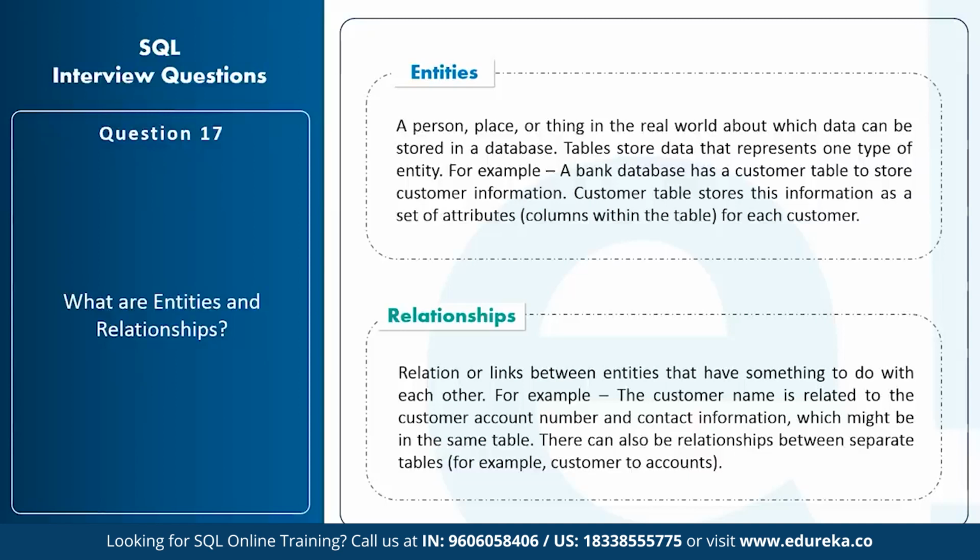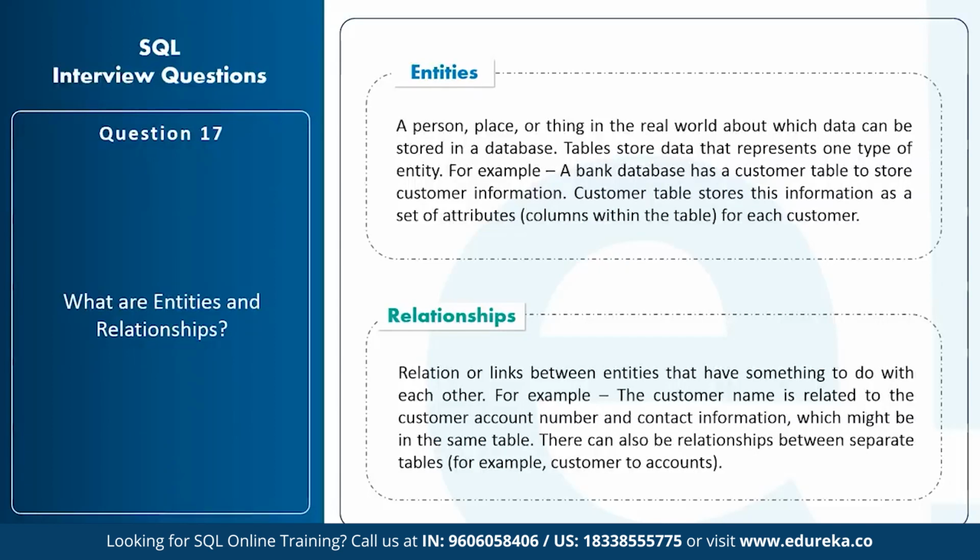For example, a bank database has a customer table to store the customer information. Now the customer table stores this information as a set of attributes, that is basically the columns within the table for each and every customer. So if you consider a customer table has around 5 parameters like customer ID, customer name, customer phone number, customer email ID, and so on, then all these customer ID, customer name, customer phone number are basically the column names, that is the attributes for the entities, and customer information will be the entity.